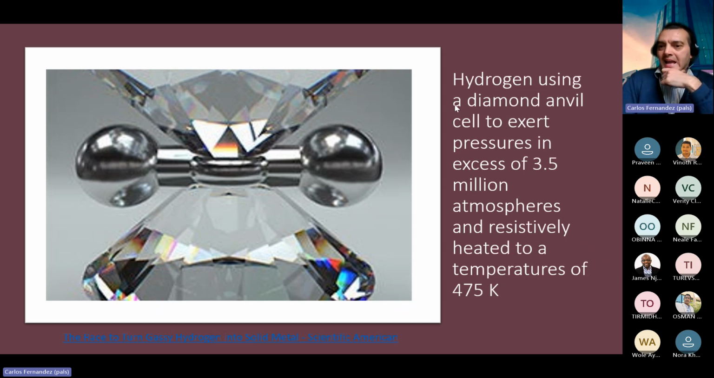Hydrogen using a diamond anvil cell to exert pressures in excess of 3.5 million atmospheres, and resistively heated to a temperature of 475 Kelvin. At the moment, obviously, the conditions are very harsh, very difficult to mimic in real life, but there is some light at the end of the tunnel, with renewables and also with bio waste materials to produce better catalysts.